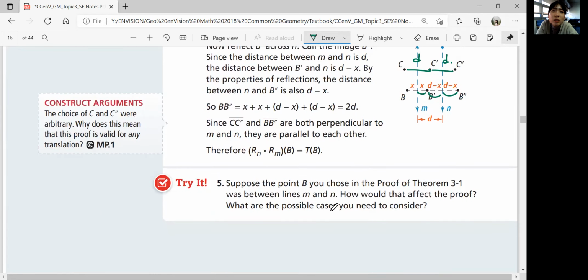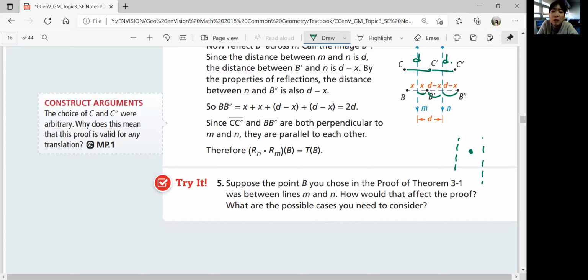Okay, think about this question. Suppose the point B you chose in this proof was between lines M and N. So if you started with a point between these two lines, how would that affect the proof? How can you prove this? What are the possible cases you need to consider? This could be a hard question, but how do you think the proof will change?